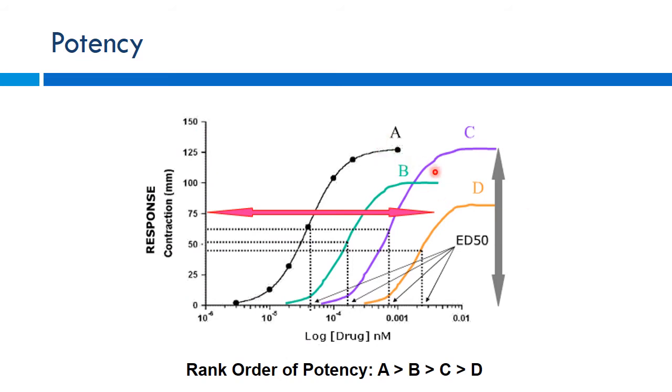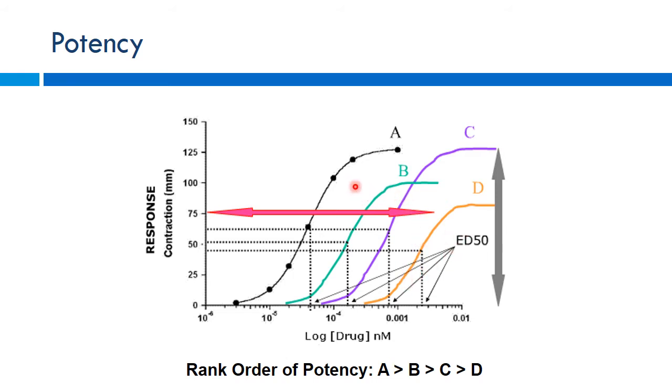So looking at this, you have 4 different drugs here, A, B, C, and D. Out of this bunch, which one do you think would be the most potent? On the slide. So drug A would be the most potent, right? It would be farther along on the left. Drug D would probably be the least potent, right?